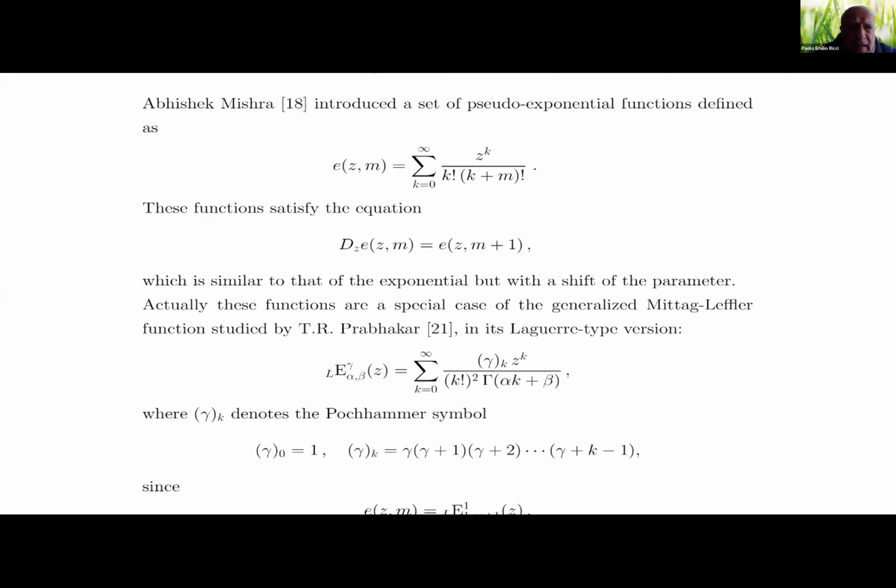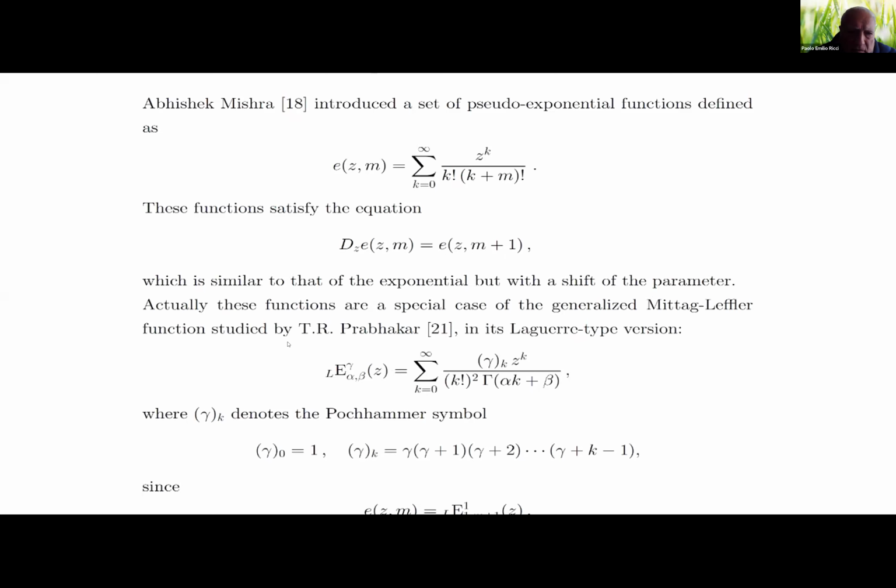So this idea starts from a paper by the Indian mathematician Abhishek Mishra, who proved that this function here satisfies this equation. This means this is the ordinary derivative. If you apply the ordinary derivative to this function, you will recover the same function but with a shift of the parameter. Instead of m, you have m plus 1.